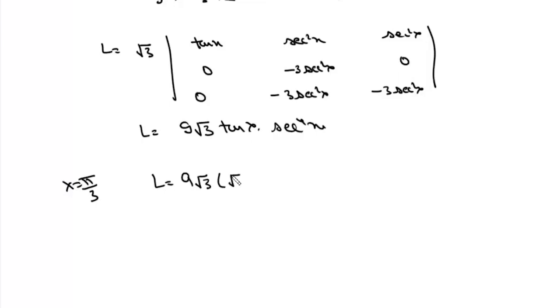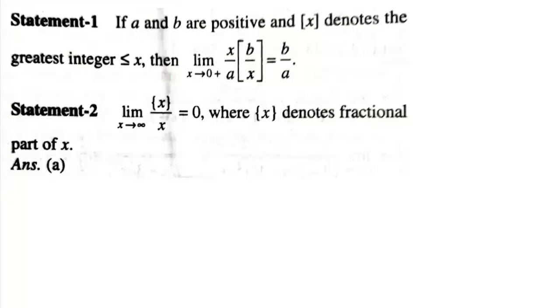Now tan pi by 3 is root 3, and secant pi by 3 is 2. So there will be 2 to the power 4. So this limit will be 27 into 16, which is 432. Now here the question is, we are given two statements.